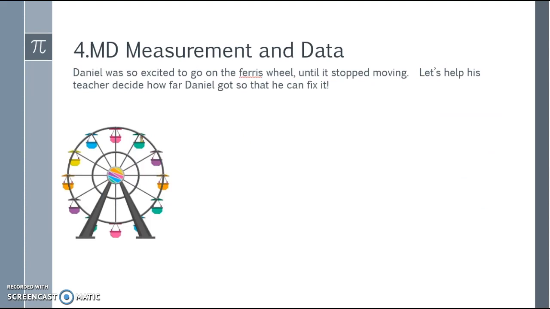Let's expand this into an application problem. Daniel was so excited to go on the Ferris wheel until it stopped moving. Let's help his teacher decide how far Daniel got so that he can fix.